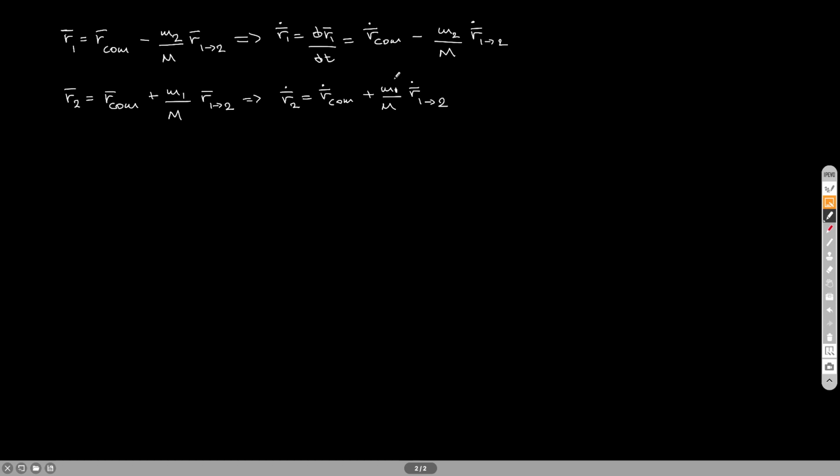Now, why did I do all of this? I can remind you, if I want to find the Lagrangian of a system, I need to find the kinetic energy of the system, and I need to know the potential energy of the system. Now, for kinetic energy, since my system includes two objects, this will be the kinetic energy of one plus the kinetic energy of the other one.